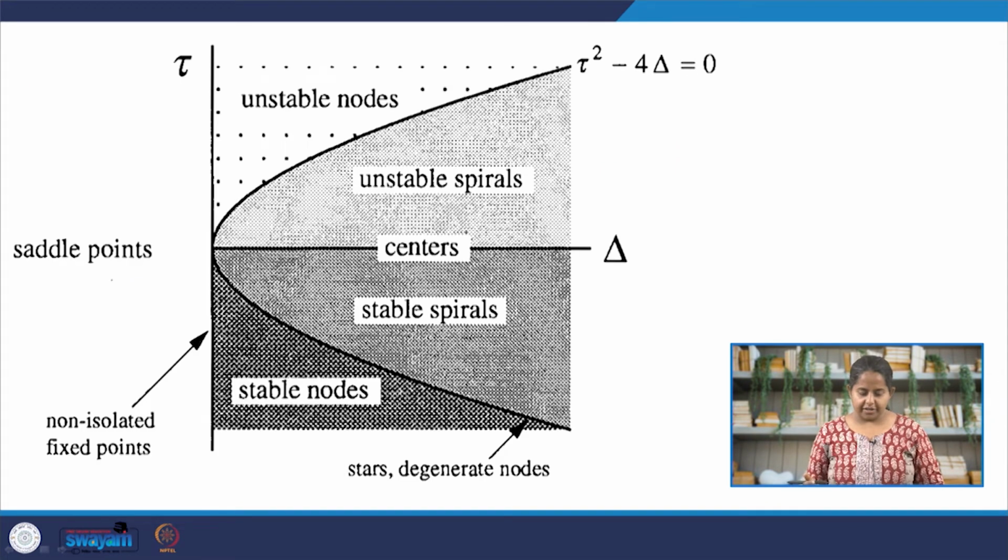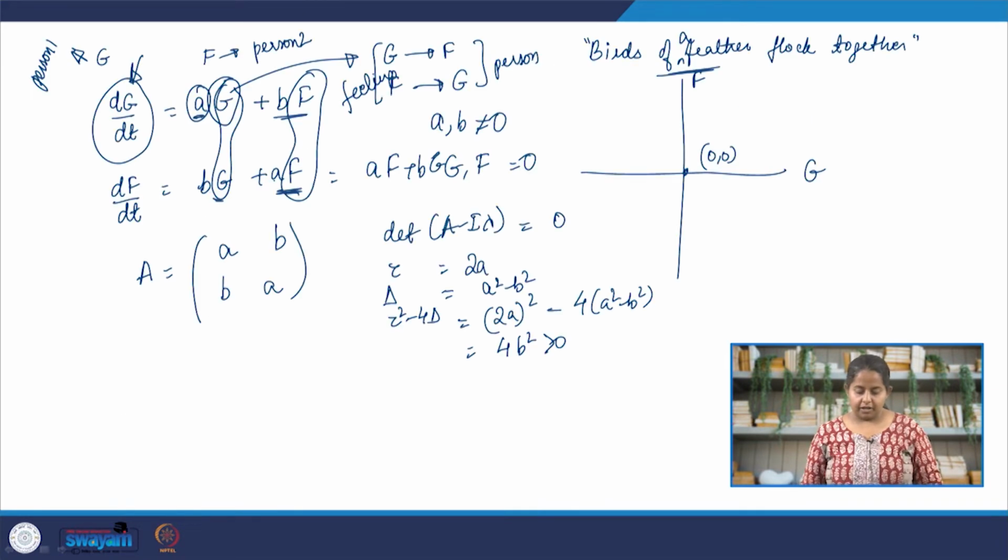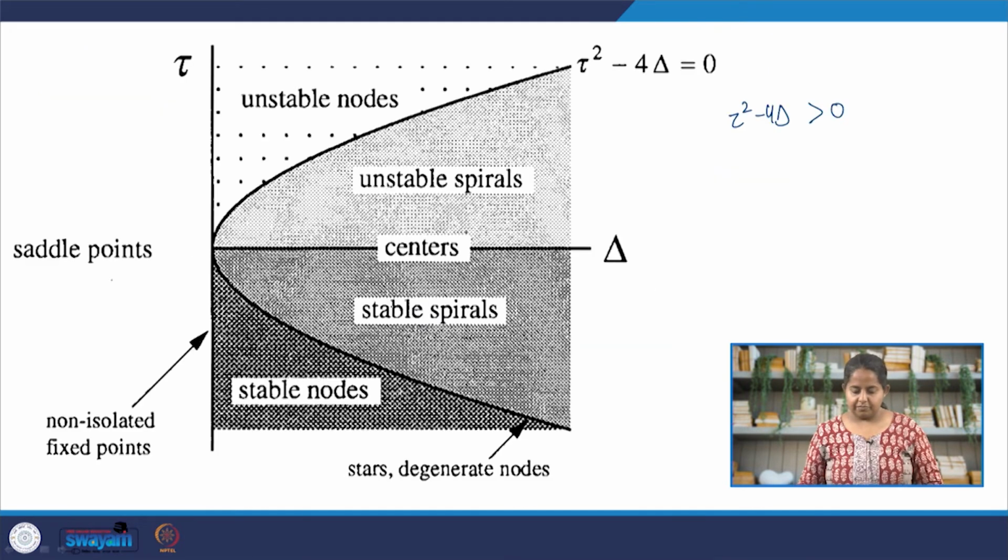So here is the graph, right? What do we know? Tau squared minus 4 delta is greater than 0. So we are not inside this curve. So we are not dealing with a case when we have center or spiral. Tau is equal to 2a and delta is equal to a squared minus b squared.